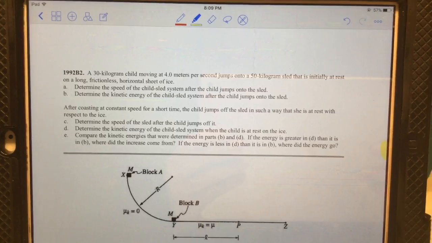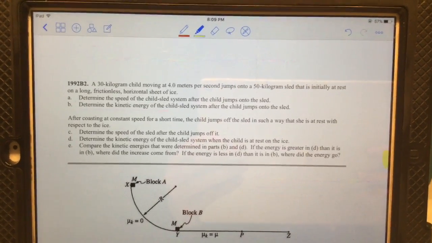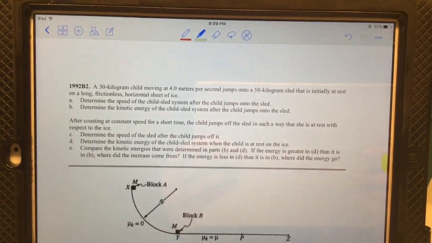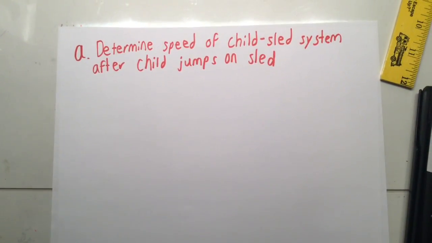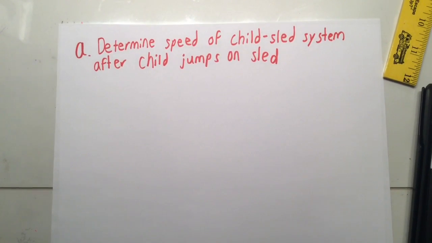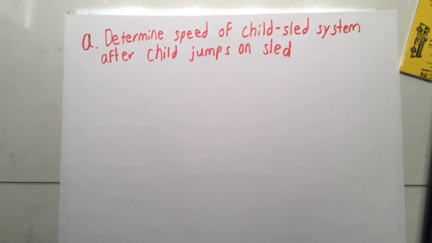A 30-kilogram child moving at 4.0 meters per second jumps on a 50-kilogram sled that is initially at rest on a long, frictionless, horizontal sheet of ice. Part A asks us to determine the speed of the child-sled system after the child jumps on the sled.